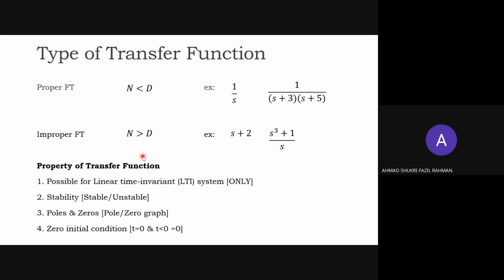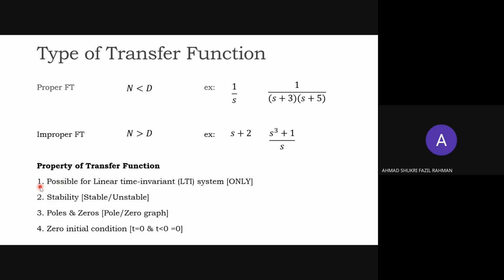And for improper, you can see here it is actually the opposite of the first condition. The numerator is higher than the denominator. You can see from this example, s plus 2 over 1, the numerator is higher than the denominator. The degree of the numerator here is higher than the denominator side. So there are 4 properties that we need to learn.